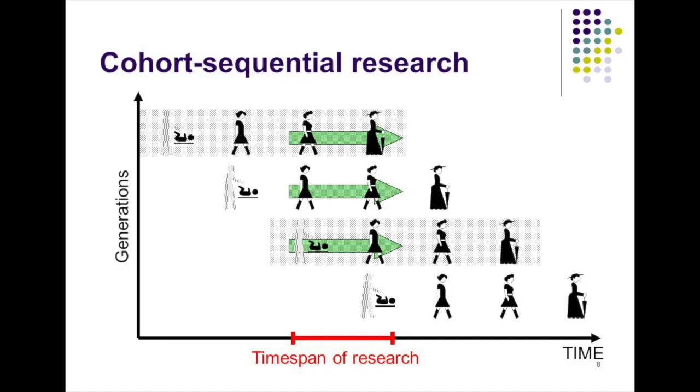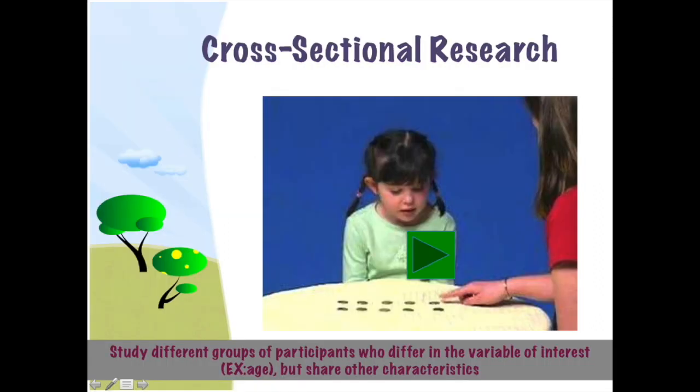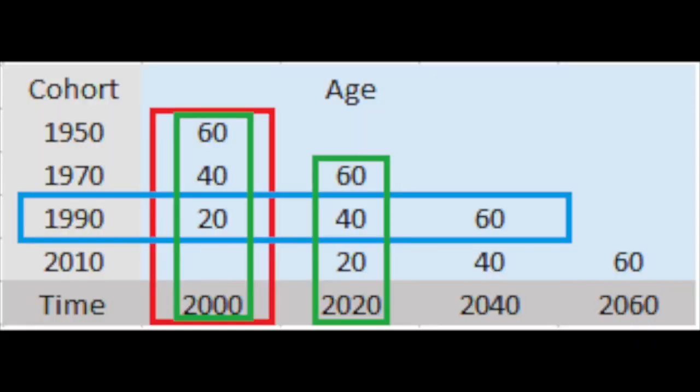Then we have sequential research, which employs both cross-sectional and longitudinal. So where longitudinal, you study one group of people over time. Cross-sectional is you study age groups at the same time. So with longitudinal, you check in on people when they're 5, 10, 15, 20 years old. With cross-sectional, you just bring in a group of 5-year-olds, 10-year-olds, 15-year-olds, and 20-year-olds to your lab, and you do it all on the same day.